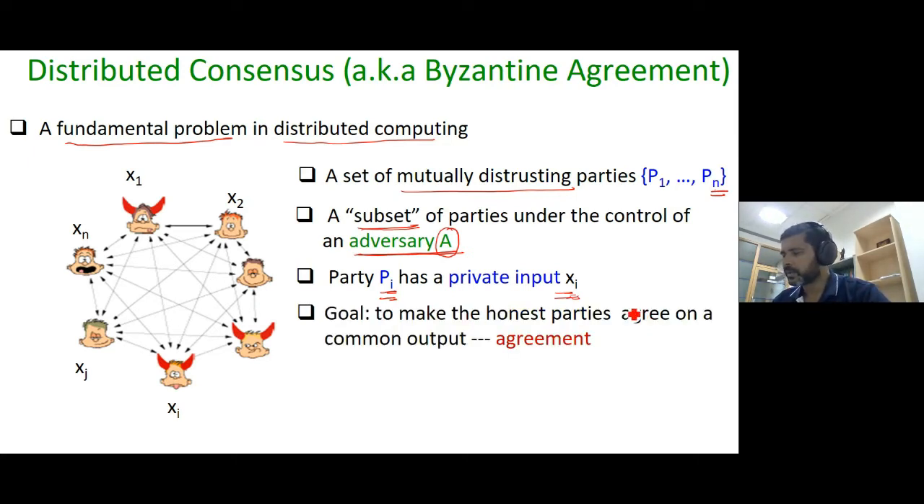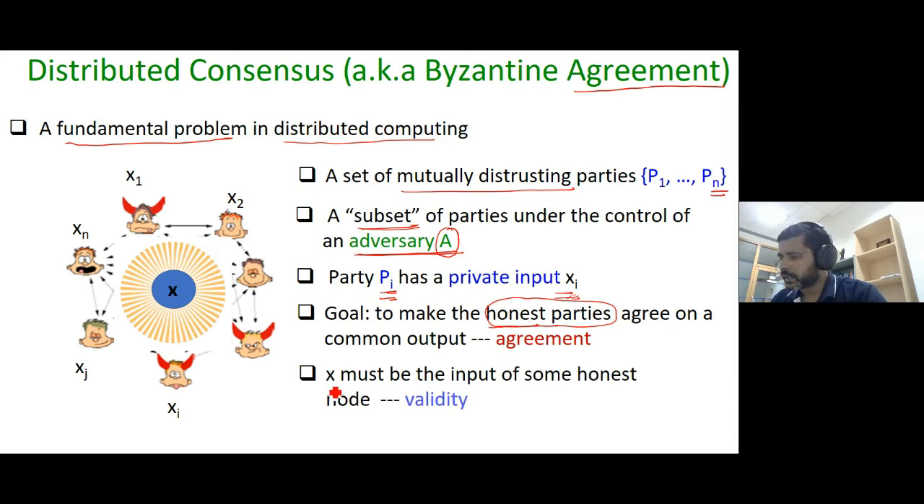And the goal is to run a protocol according to which the parties exchange messages with each other, so that at the end of the protocol, the parties who are not under the control of the adversary, which we call honest parties, have a common output. That's why the name agreement. That means even though parties may start with different inputs, our goal is to ensure that at the end of the protocol, they have agreement on the output.